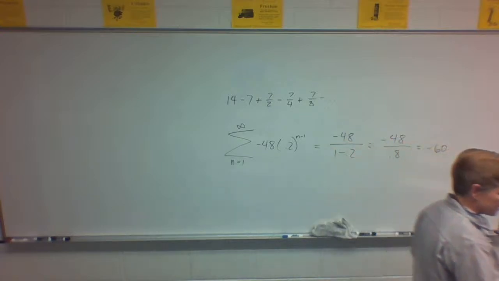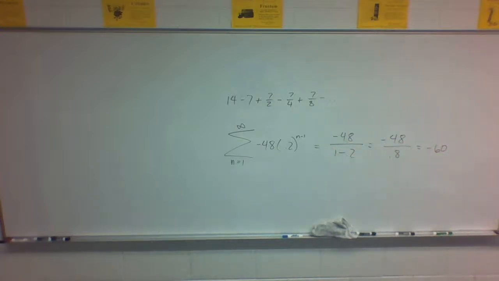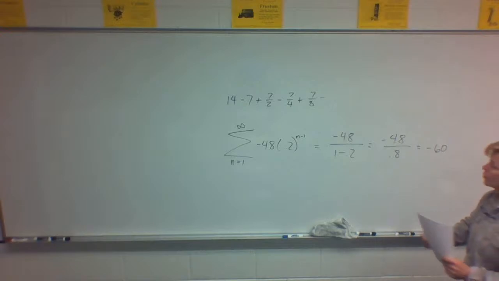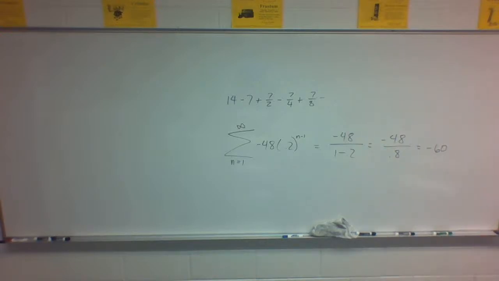Okay, so those three like that. You've got to decide if there is a sum, and if so, you've got to find it. You have to have this formula memorized: A1 over 1 minus R. That's for an infinite geometric series.